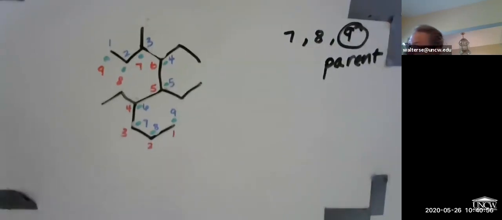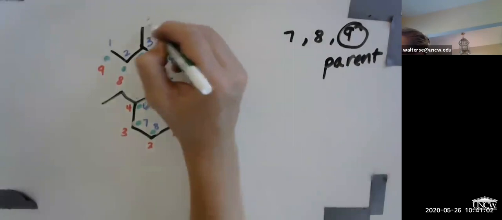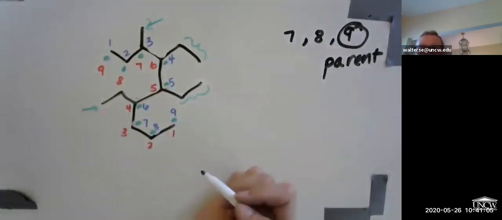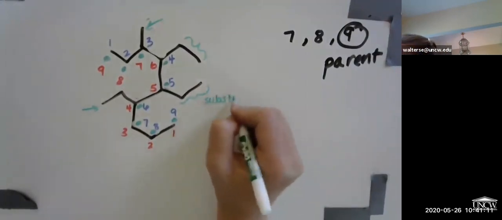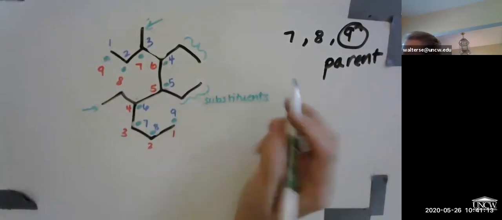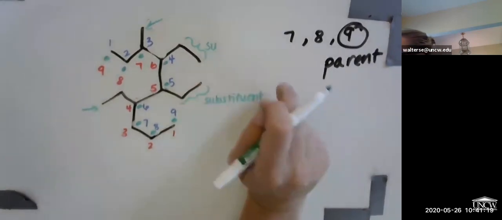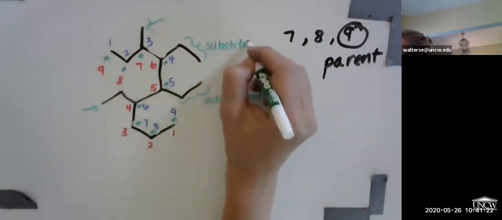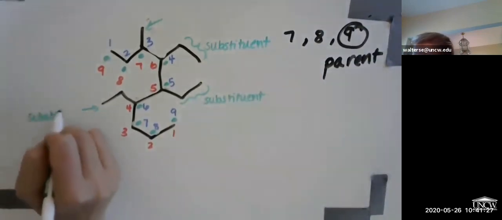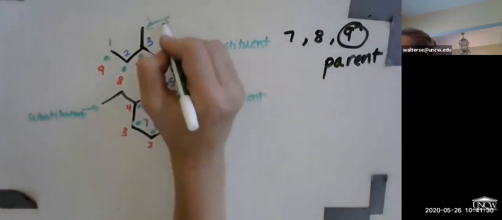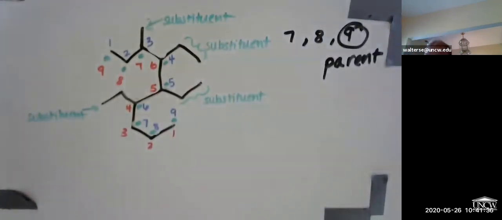Any carbon piece, like this one out here, this one out here, this one, and this one, that aren't numbered, those are substituents. They're pieces off of the main chain. I like these skinnier markers better.